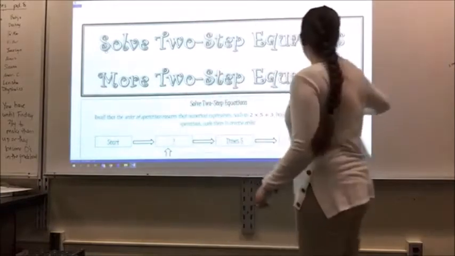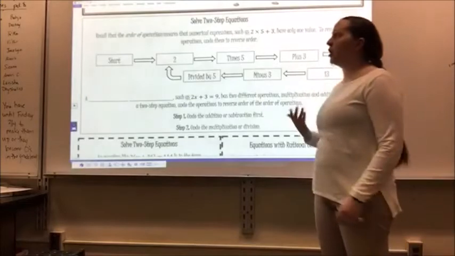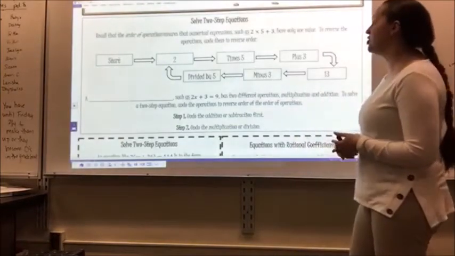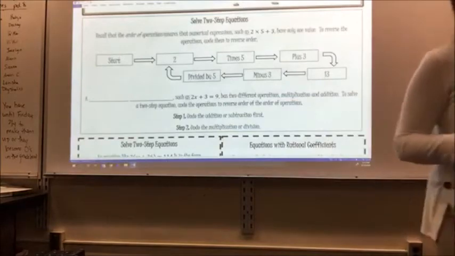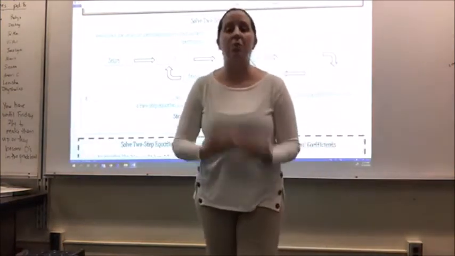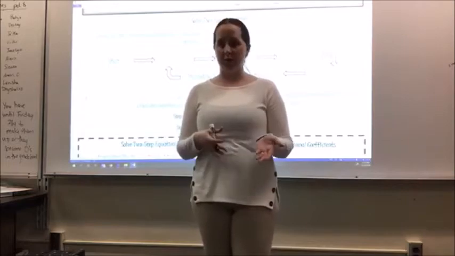So if I have two-step equations, I can recall that the order of operations ensures that numerical expressions, such as 2 times 5 plus 3, have only one value. So that means because I have, please excuse my dear Aunt Sally, I need to multiply first and then add, as opposed to adding then multiply. Okay?